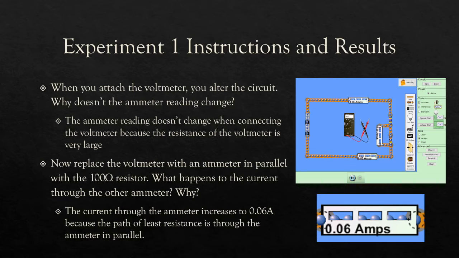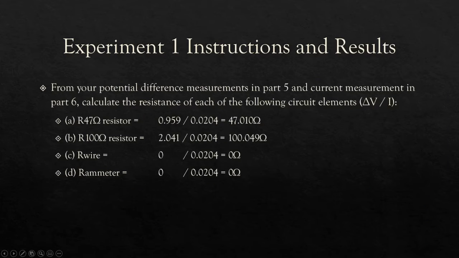Now, replace the voltmeter with an ammeter in parallel with the 100 ohm resistor. What happens to the current through the other ammeter? Why? The current through the ammeter increases to 0.06 amps because the path of least resistance is through the ammeter in parallel, which means that no current goes through the 100 ohm resistor. Then I calculated the resistance of the following circuit elements, which can all be seen here.